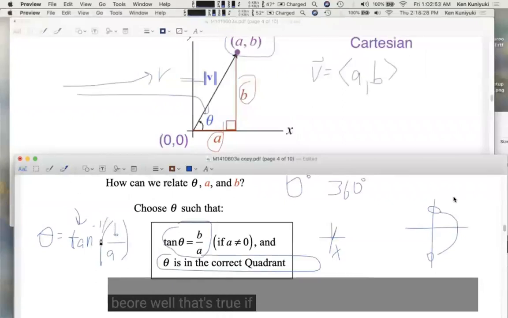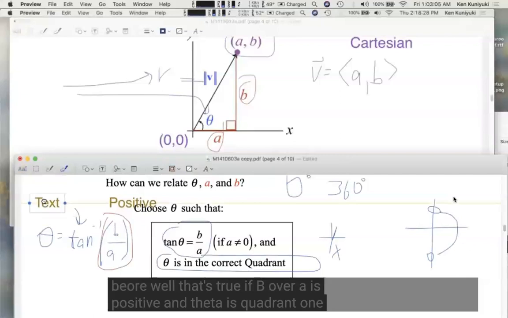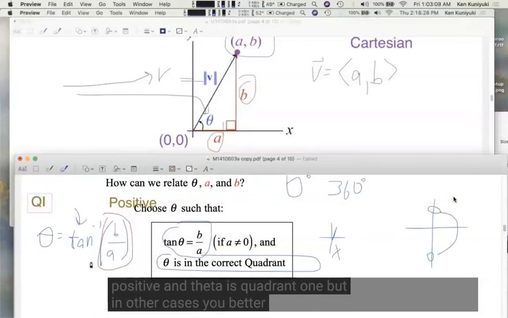Well, that's true if b over a is positive and theta is in quadrant one. But in other cases, you better be careful. Just in general, you should be careful and make sure that theta is in the correct quadrant, especially when this thing's negative.